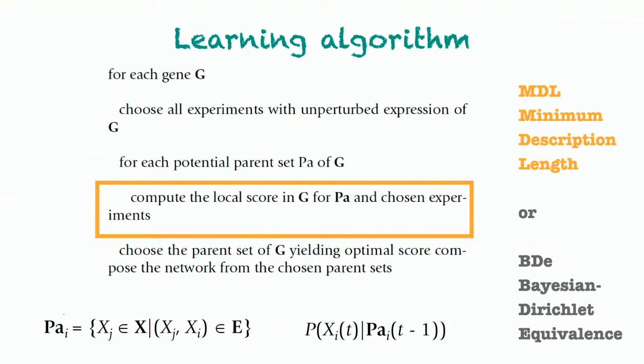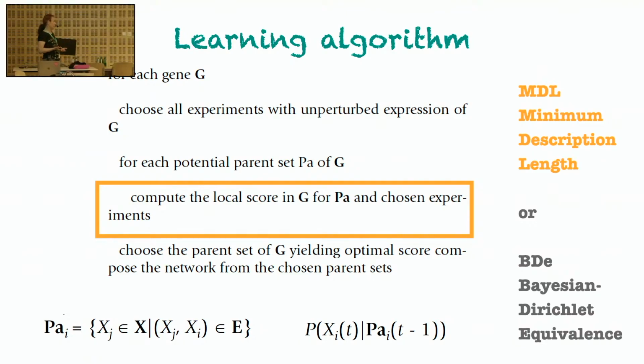It's a so-called exact algorithm. For each gene, we choose all experiments with unperturbed expression of this gene. Then for each potential parent set of this gene, at the beginning, we just consider all subsets. Yeah, it's exponential, but at least when we have a small network, it's doable. Compute the local score of the connections of this graph, and then we choose the optimal score. It's like a greedy approach.